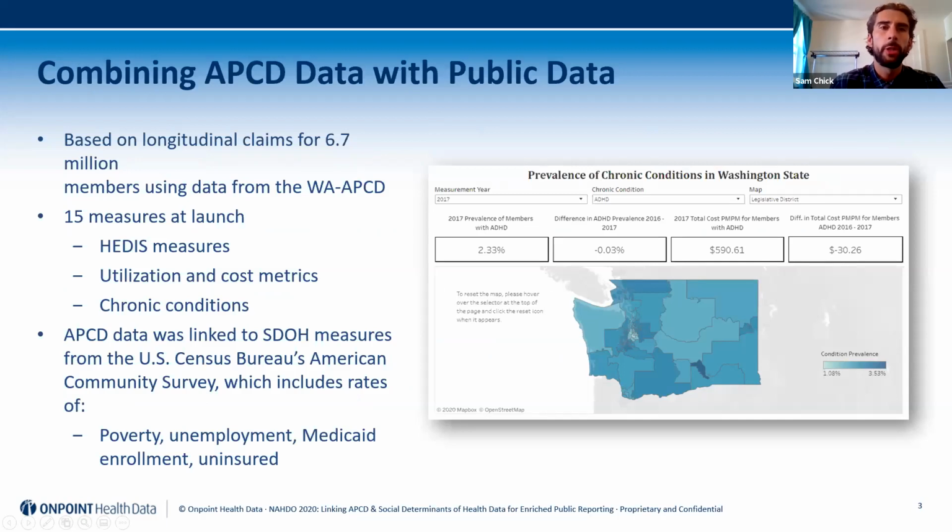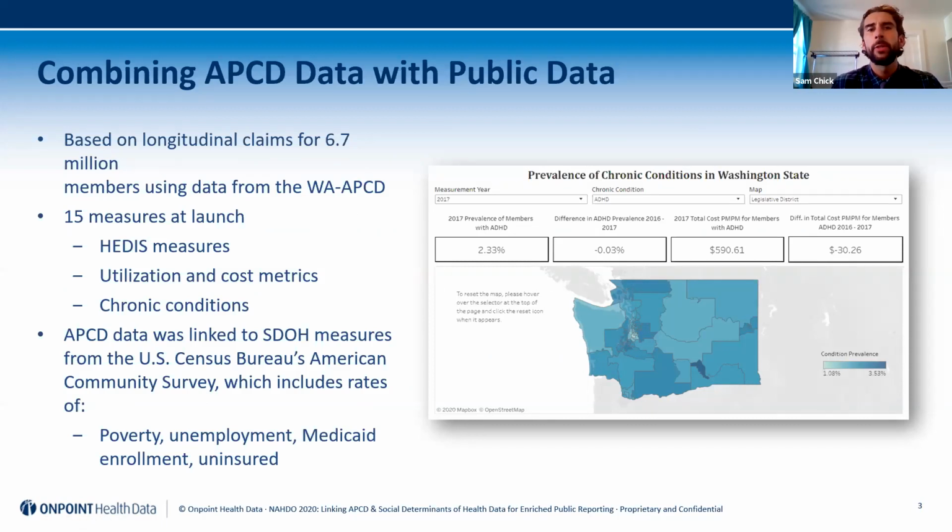So how do we actually go about doing this? To link our APCD and SDOH data together, we first began by establishing our base population. In this case, that was the 6.7 million members contained in the Washington State All-Payer Claims Database. For the purposes of these reports, we included data from calendar year 2015 through 2017, and the intent of this was to provide the opportunity for some longitudinal analysis instead of just a single point in time.